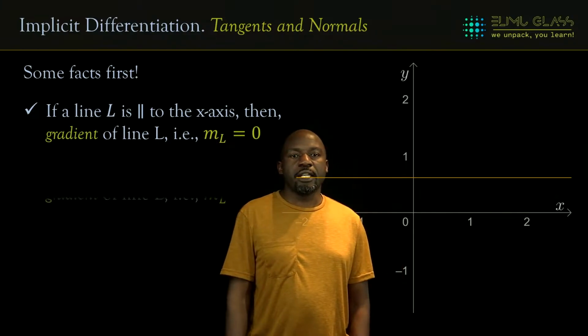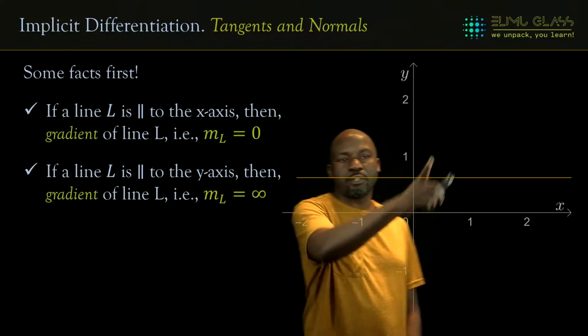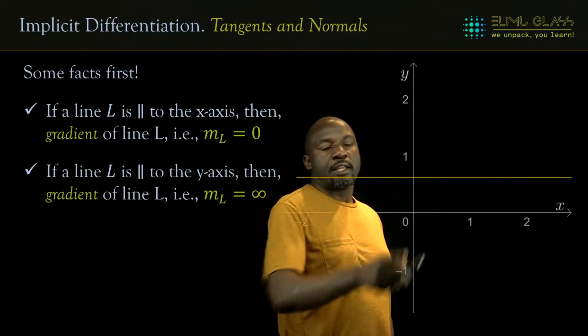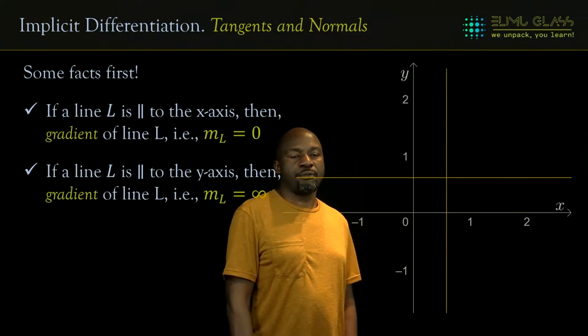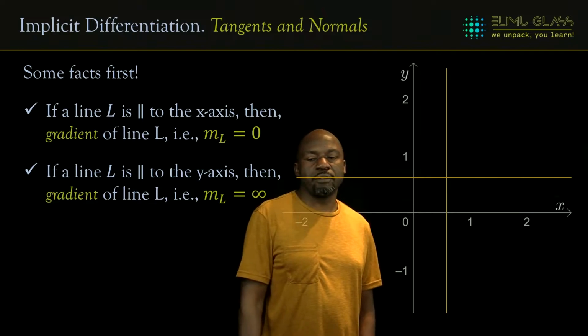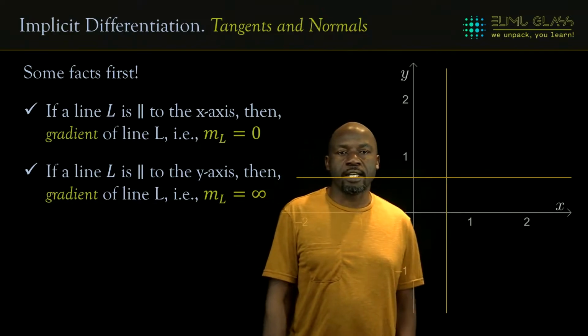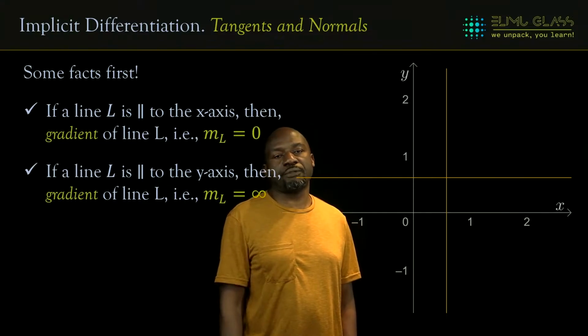And if a line is parallel to the y-axis, if we draw a line that is parallel to the y-axis, then the gradient of such a line will always be infinite. This is something that we already know, I think basically from when we started learning about differentiation. So that's the first set of facts.